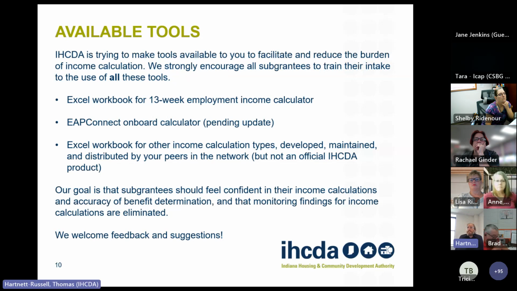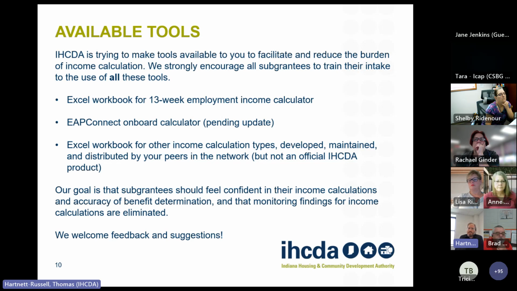And IHCDA is trying to make tools available to you to facilitate and reduce the burden of income calculation. We strongly encourage all subgrantees to train their intake to use all of these tools. So these tools do include the Excel workbook for 13-week employment income calculator, which we will be reviewing more in depth later in this training session.